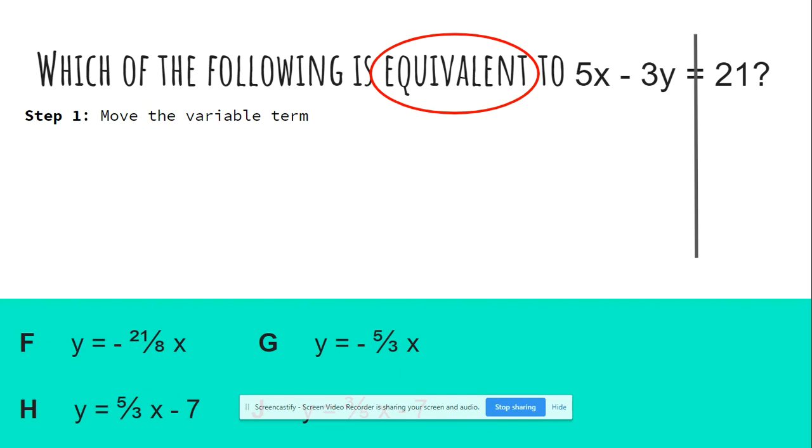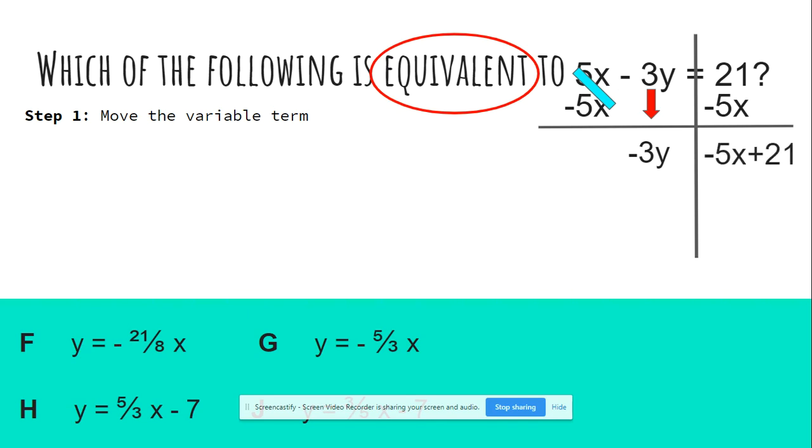Okay, so move the variable term. So I'm going to subtract 5x from both sides. What you do to one side, you have to do to the other. Don't forget to bring down your negative with your 3y. That's a big miss for kids. You just see the 3 and forget the negative. But remember to bring your sign down. Negative 5x plus 21, I like to write my variable term first. So write the negative 5x first.